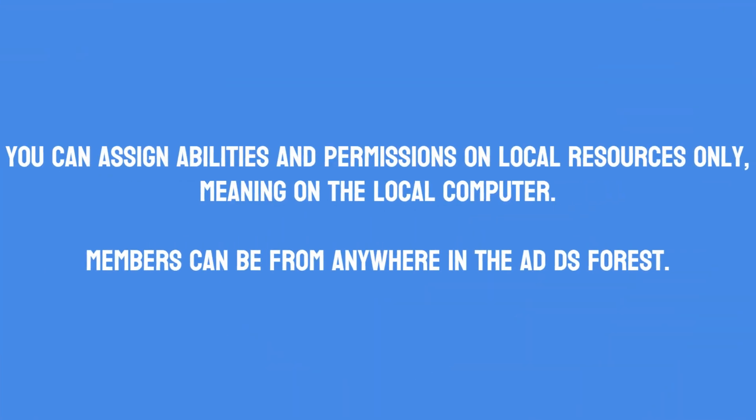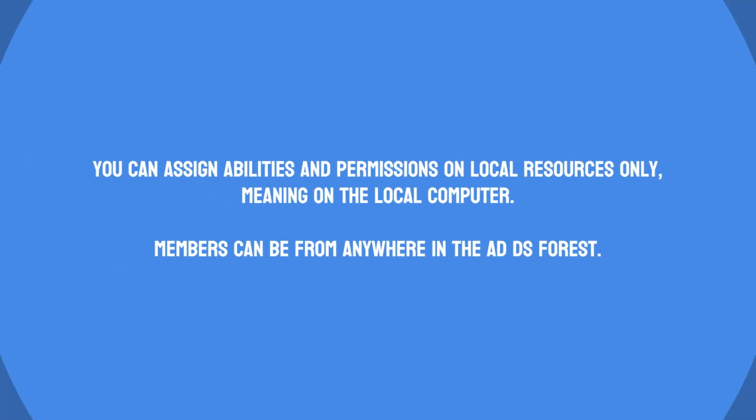Group scopes. Windows Server supports group scoping. The scope of a group determines both the range of a group's abilities or permissions and the group membership. There are 4 group scopes. Local: you use this type of group for standalone servers or workstations, on domain member servers that aren't domain controllers, or on domain member workstations. Local groups are available only on the computer where they exist. The important characteristics of a local group are: you can assign abilities and permissions on local resources only, meaning on the local computer. Members can be from anywhere in the ADDS forest.